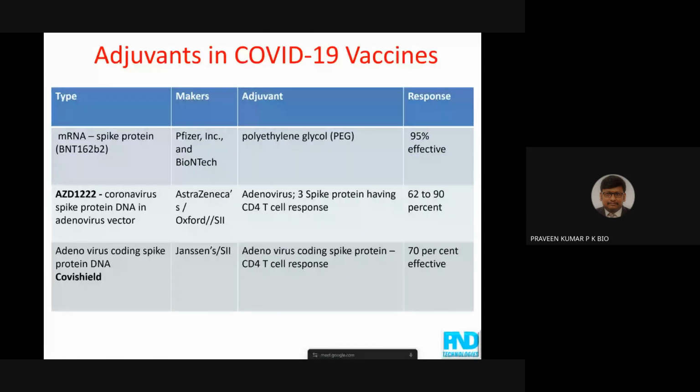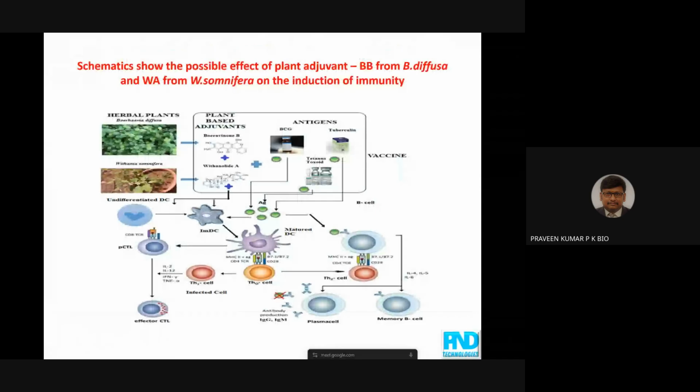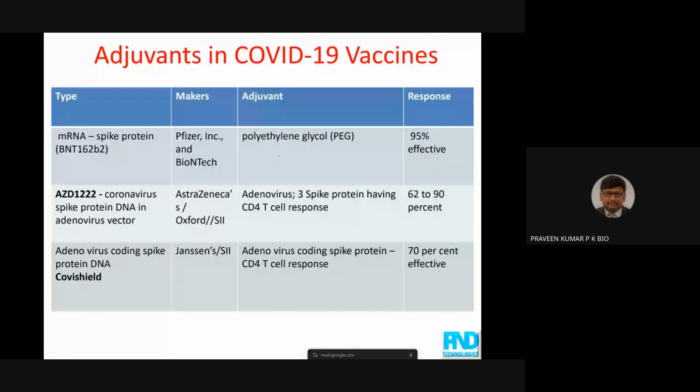So we got positive results actually with these plant-based compounds. The plant I have chosen is Boerhavia diffusa, popularly called the Punarnava plant, and I also tried ashwagandha plant as adjuvants. Yesterday I also mentioned we can take even compounds like PEG for SARS-CoV-2 vaccines.